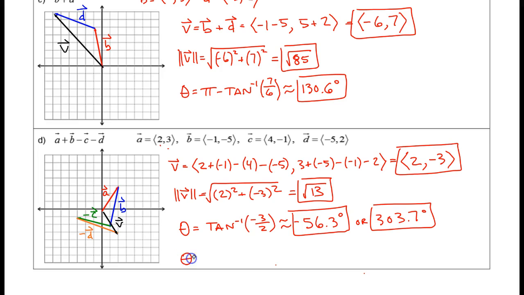Well, you could do this. Theta equals 2 pi plus inverse tan of negative 3 over 2. Plug that into your calculator, convert it to degrees, and you're going to get that 303.7 degree number.